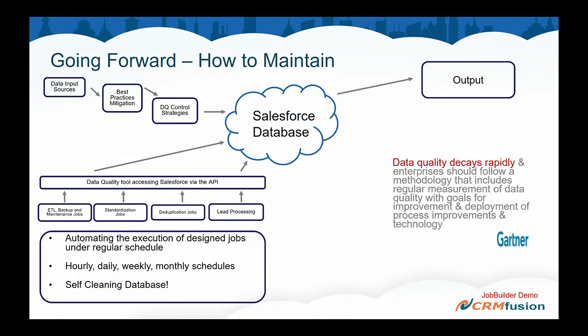The next step of magic in this is to build up this repertory of jobs in those 4 categories and then to automate them so they happen on a regular and consistent basis. Is it hourly? Is it daily? Is it weekly? Is it monthly? What I'm trying to get to is this world of the self-cleaning database. And I do that with my Job Builder product.